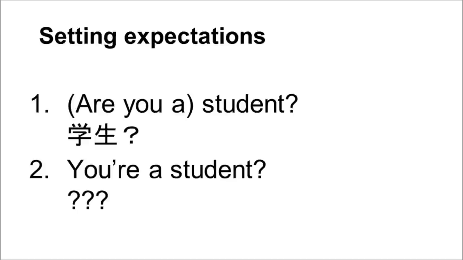Okay, now that we have simplified the neutral question, are you a student, to just 学生, we now just add the explanatory no using the rule we just learned. Once again, because 学生 is a noun, we have to first attach na and then no. So now we have two very different sentences in both English and Japanese. The first sentence is a neutral yes or no question asking whether you're a student. 学生? The second is implicitly asking for an explanation and hinting at either the speaker's surprise or expectations.